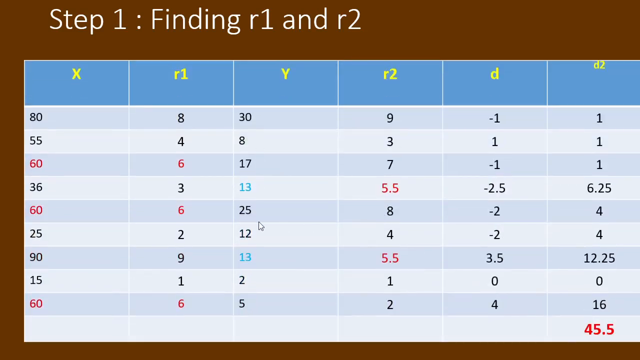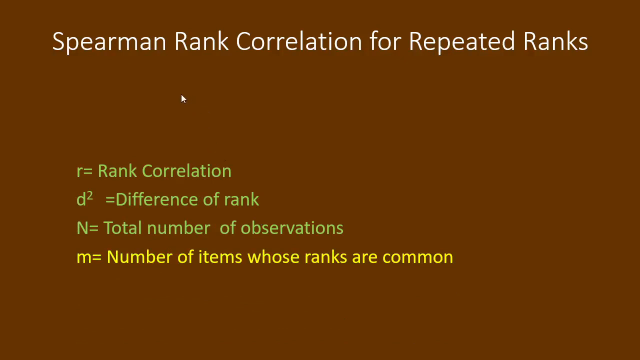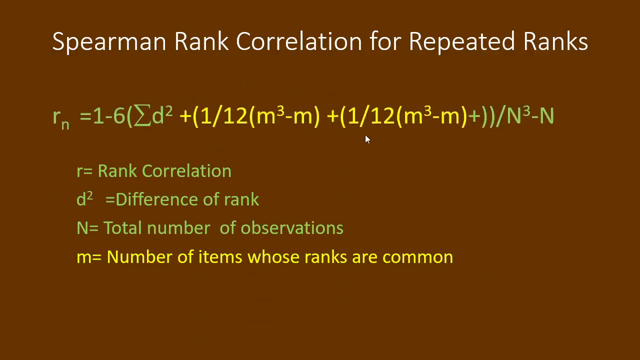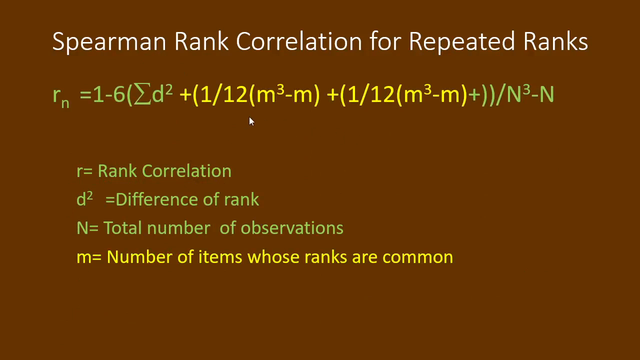As far as this Spearman rank correlation, we know that there are two categories of formula. The first formula, 1 minus 6 sigma D square divided by n cube minus n, is for the problems wherein we don't have a repetition of data. There is no repeated ranks, but here we have repeated ranks. For repeated data, we need to add these terms: 1 divided by 12 into m cube minus m. Again, as many times as we have repeated ranks.